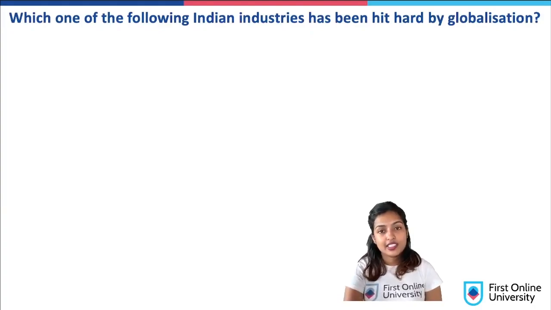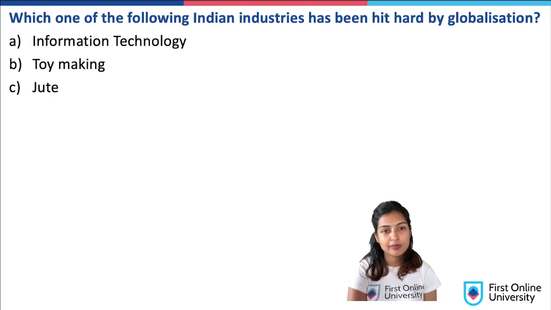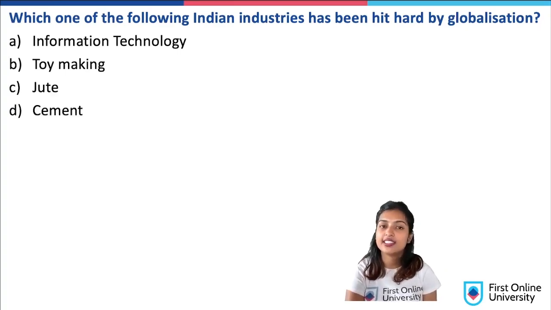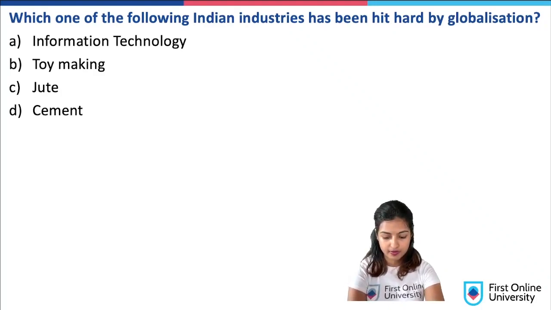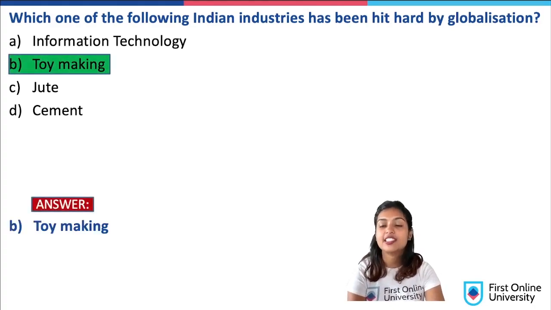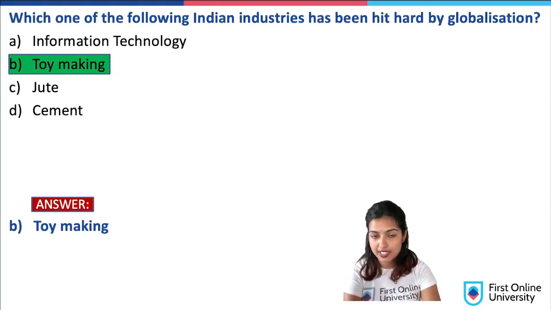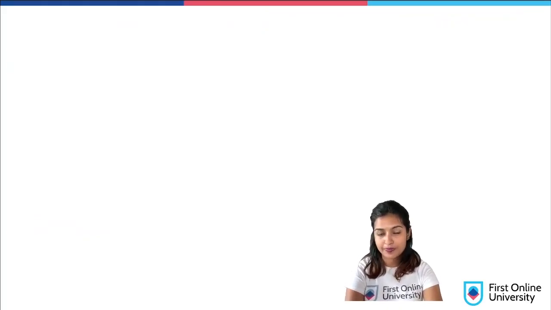Which one of the following Indian industries has been hit hard by globalization? A. IT, that is information technology. B. Toy making. C. Jute. D. Cement. The answer is B. Toy making. We have discussed this in the case study relating to the Chinese imports to India. IT industry has grown because of globalization, jute and cement as well.